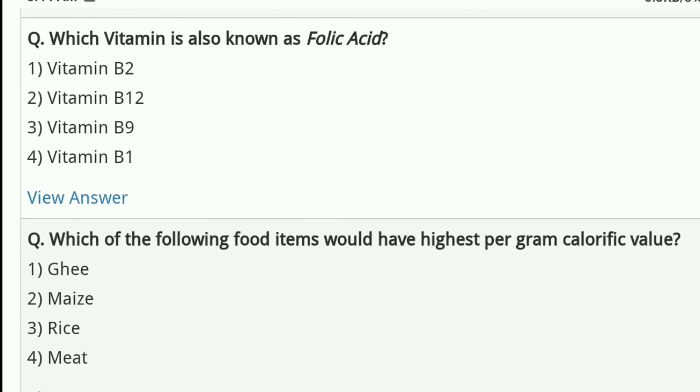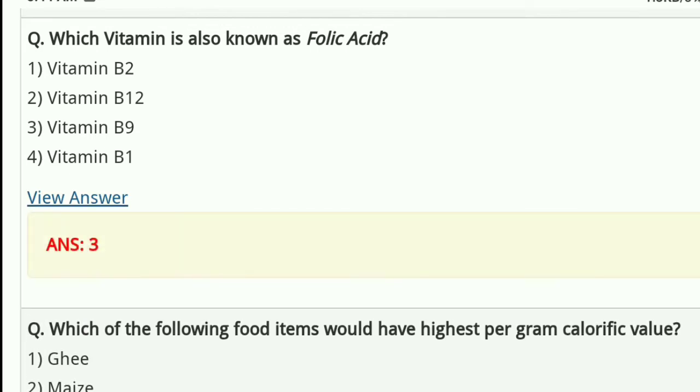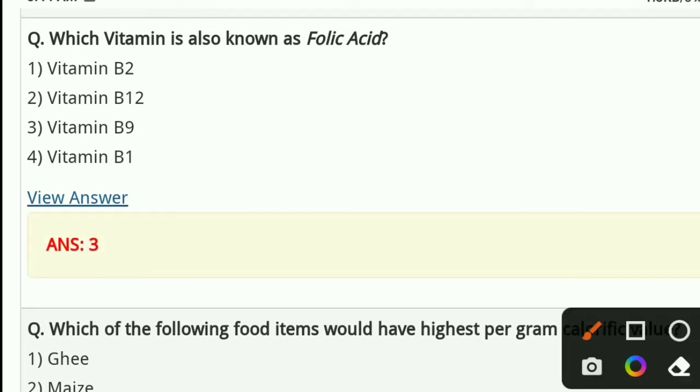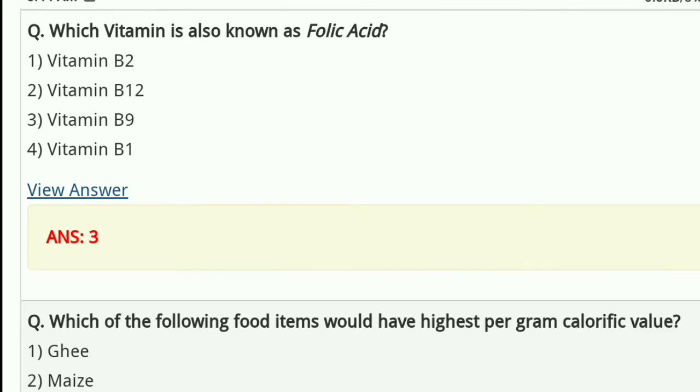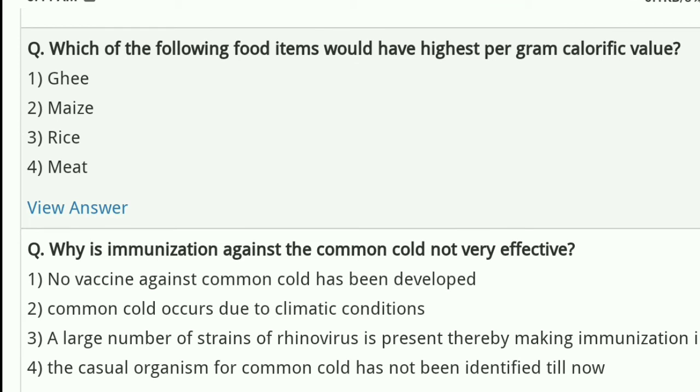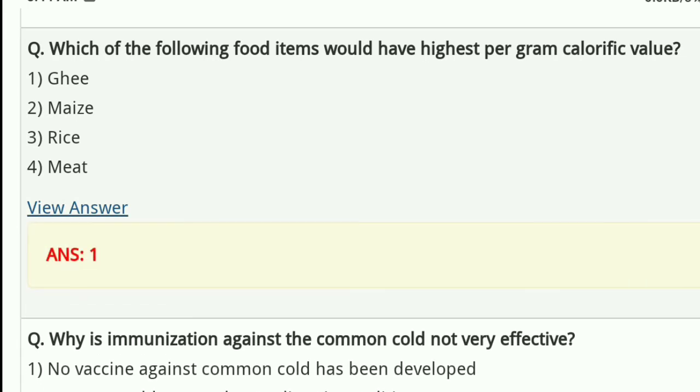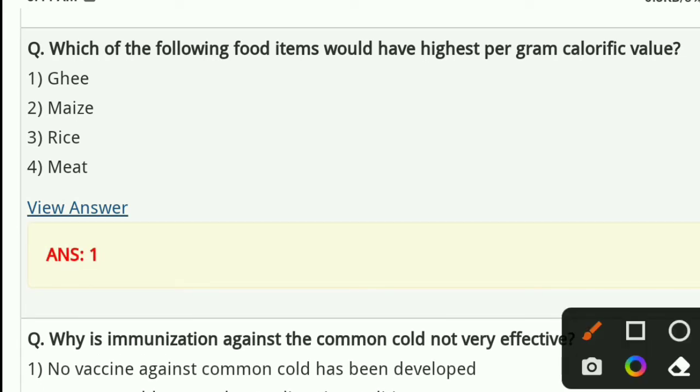Next question, which vitamin is known as folic acid? So the correct answer is vitamin B9. Next question, which of the following food items would have the highest per gram calorific value? So the correct answer is ghee.